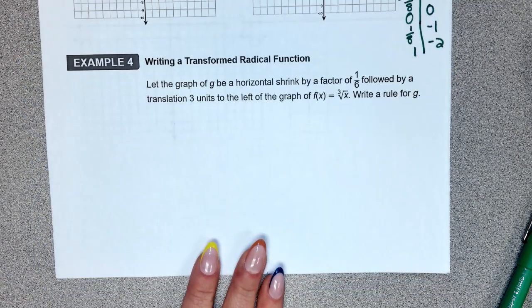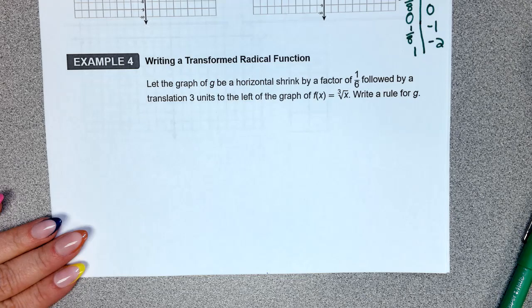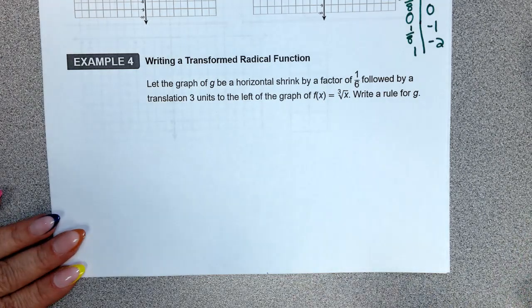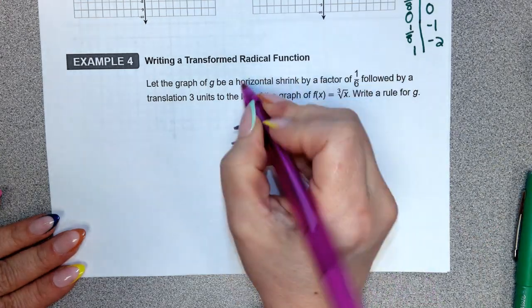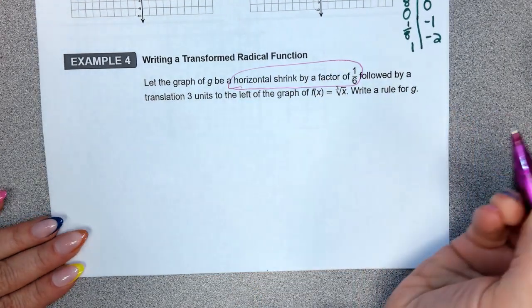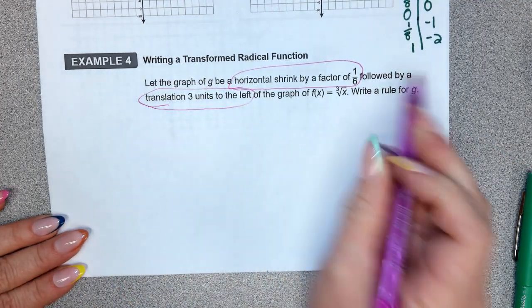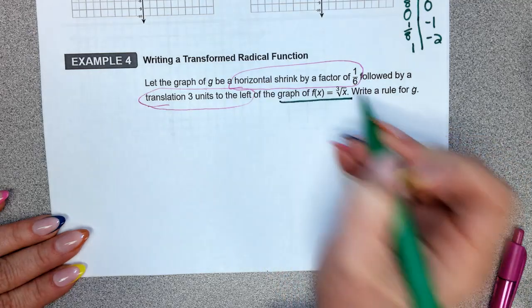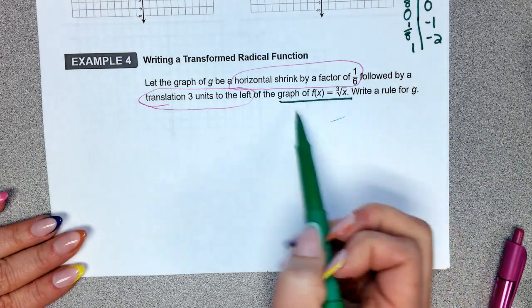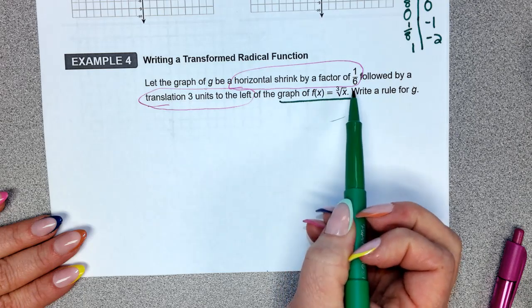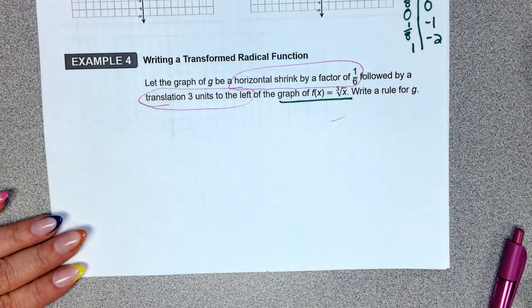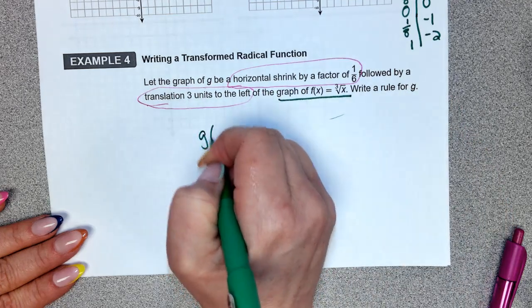Now let's look at writing an equation. Writing an equation can be a little bit more challenging, so let's look at the information that they've given us. Okay, so let the graph of g be a horizontal shrink by a factor of 1/6, there's one transformation, followed by a translation 3 units to the left, of the original graph of this guy right here. So the parent function was f of x equals the cube root of x. So we know our index is going to be 3. So we're going to write a rule for g of x.